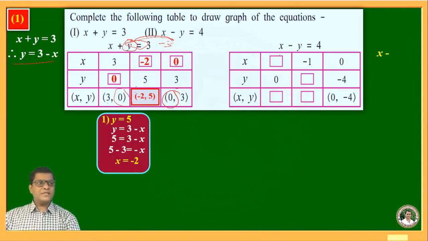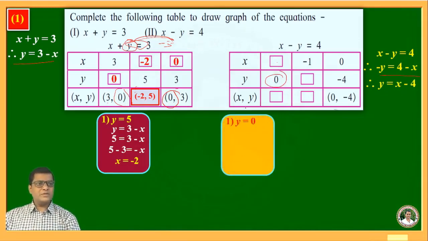Now second equation is x minus y is equal to 4. Therefore y is equal to x minus 4. In this way you can write down. Then substitute the value y is equal to 0 in the given equation, that is y is equal to x minus 4. Value of y is 0. Then we will get the value of x is 4.